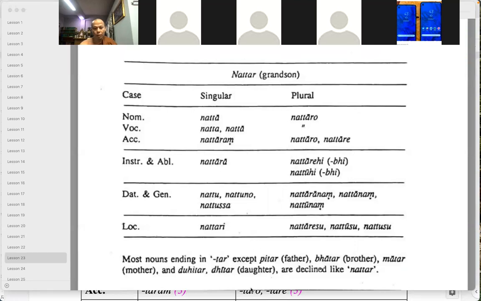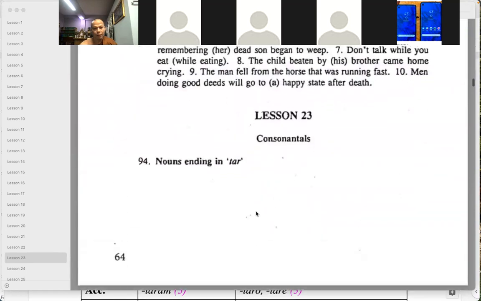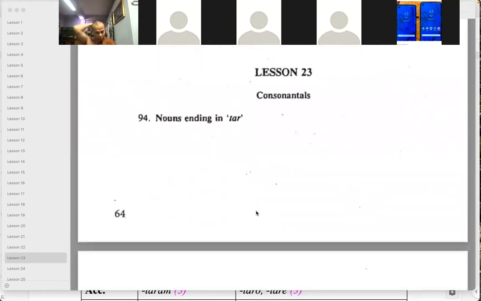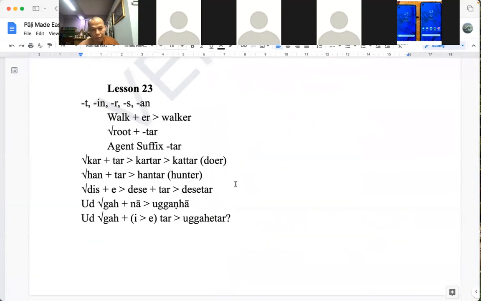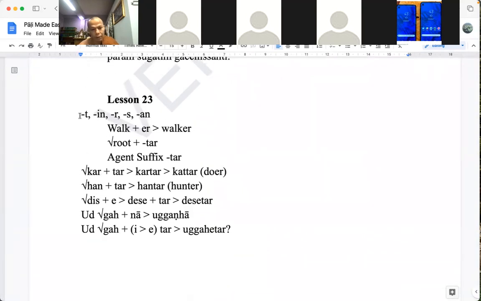So we are learning lesson 23. Lesson 23 is about nouns ending in the consonant ra. Last time we roughly studied that to the root, mostly tar is added. That tar is called an agent suffix.